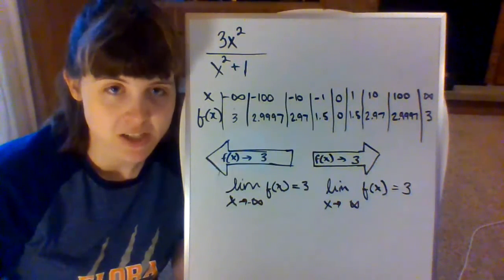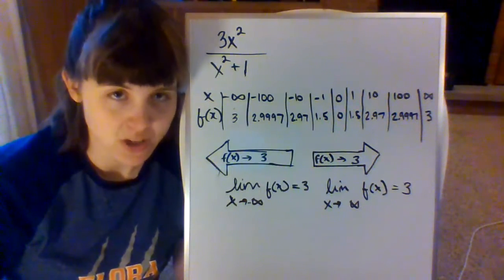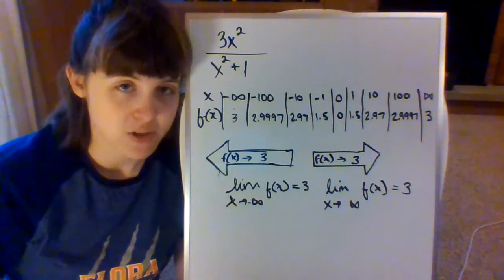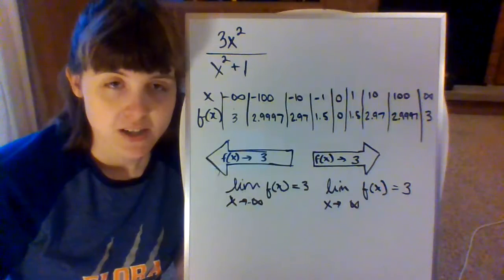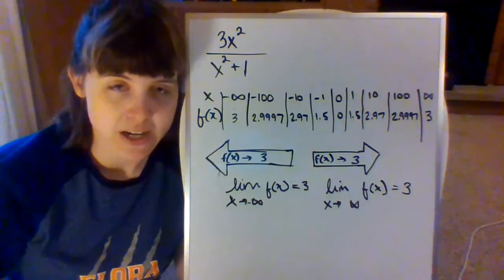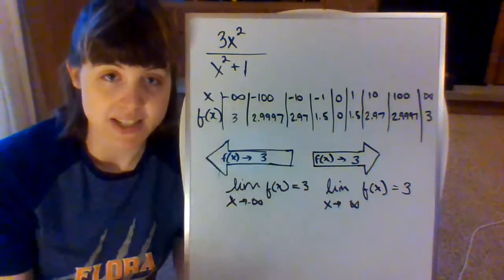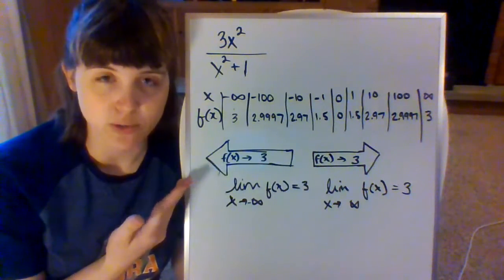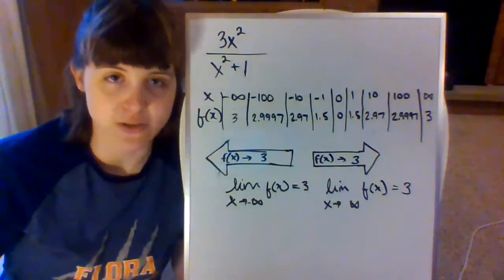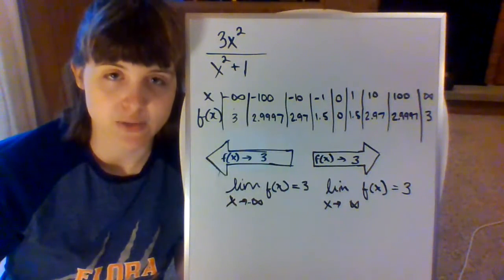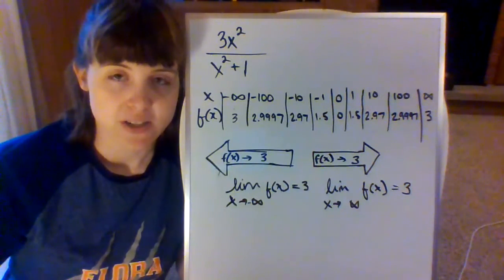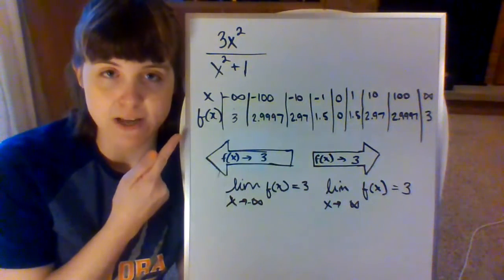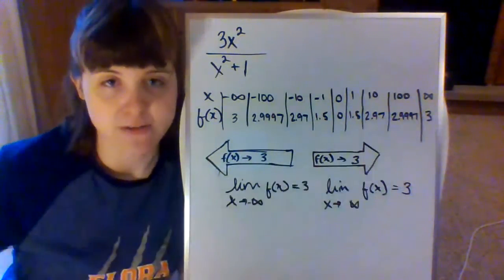Before I can teach you L'Hopital's rule, I first have to remind you how to find limits analytically by dividing by the highest power of x. But before we get to that, we're going to look at this table. This table is for the function 3x squared over x squared plus 1. It shows you how the function behaves as you get closer to negative infinity and positive infinity.